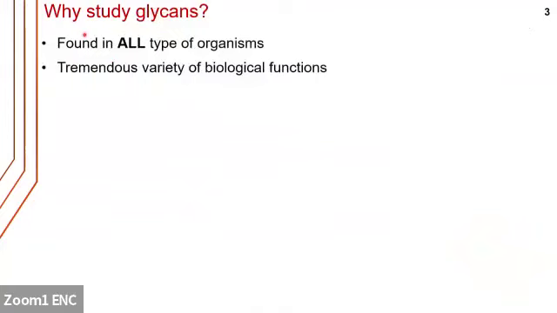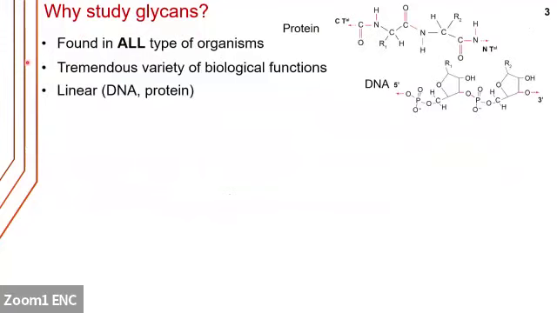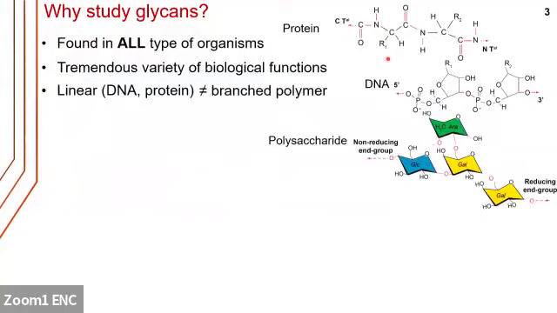Then why study glycans of those organisms? First, because glycans are found in almost all organisms, and they are associated with a tremendous variety of biological functions. Also, compared to other biomolecules, such as protein and DNA that are linear, glycans are much more complex and, let's say, have branched structures.